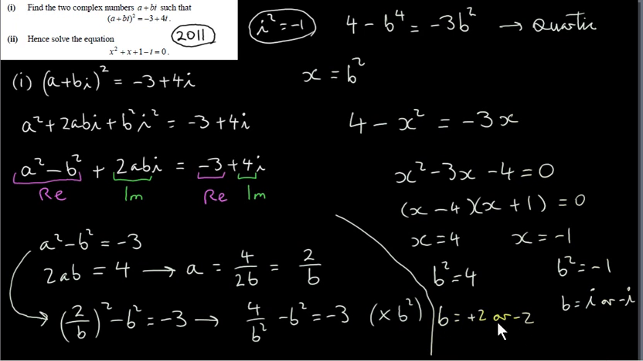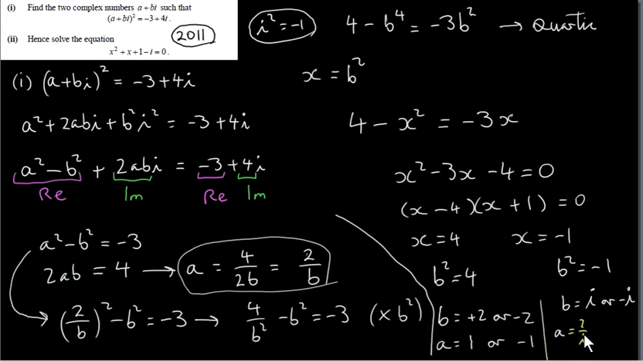Now let's look at corresponding values of a, we know that a is equal to 2 divided by b. So when b is plus 2, we have that a is 2 divided by plus 2, which is plus 1. If b is minus 2, we have a equals plus 2 divided by minus 2, which is minus 1. What about if b equals i? Well, if b equals i, we have 2 divided by i. Or if b is minus i, we have 2 divided by minus i.